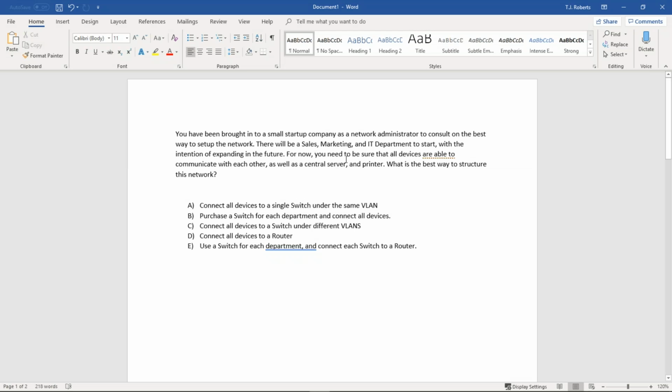So, yeah, in this scenario, what I would probably do, as long as it's cost efficient, assuming that it's in the budget to do it, I'd probably get a switch for each department and connect them to a router in this scenario. Okay. Any questions on this or concerns?